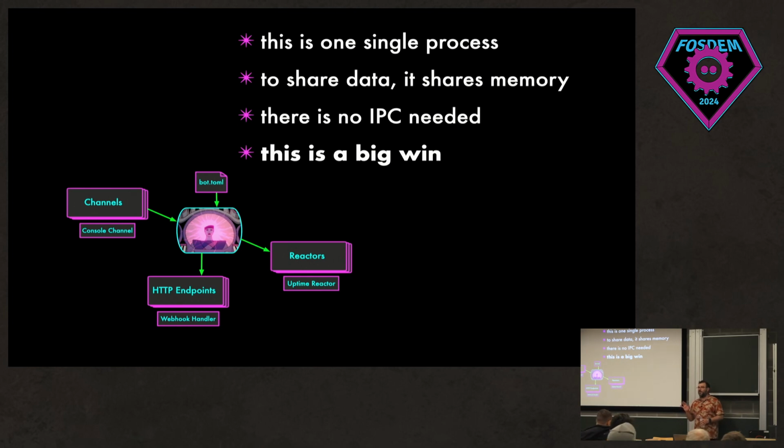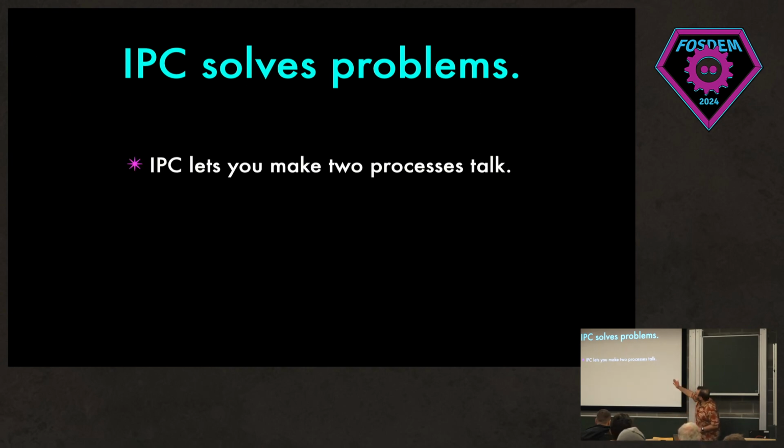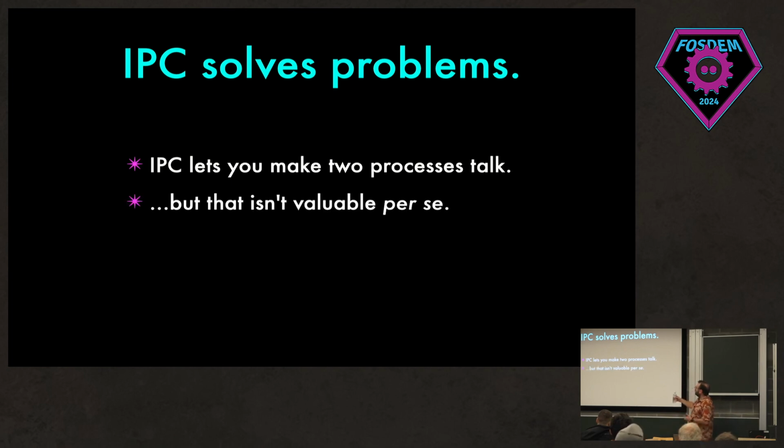I don't want to say that IPC is bad and IPC is the enemy. And I certainly don't want to say everybody should share memory to share information. These are big, broad claims. But we do have to talk about IPC sometimes. IPC solves problems, right? And what does IPC mean, by the way? It's inter-process communication. It lets you have two processes talk to each other. But that's not the solution to a specific problem. That's not valuable per se. It's valuable because you have a problem that you could solve by having two processes talk to each other. And the question is, when does that problem arise, and when is IPC the right solution?